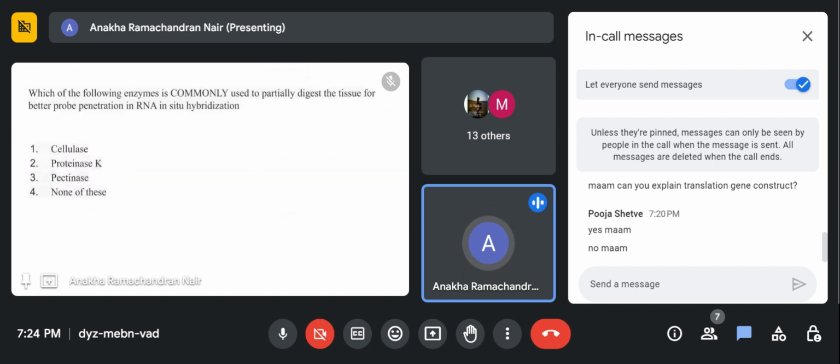That is, which of the following enzymes is commonly used to partially digest the tissue for better probe penetration in RNA in situ hybridization? So RNA in situ hybridization is when you use a probe to detect the RNA or the spatiotemporal expression of RNA inside a cell directly, okay, instead of isolating the RNA and then figuring out where it is present. So cellulase is an enzyme that will break down cellulose. Pectinase is an enzyme that will break down pectin. The correct answer in this case is proteinase K.